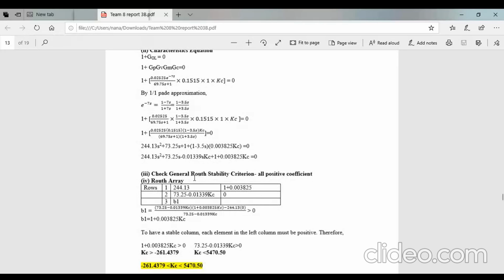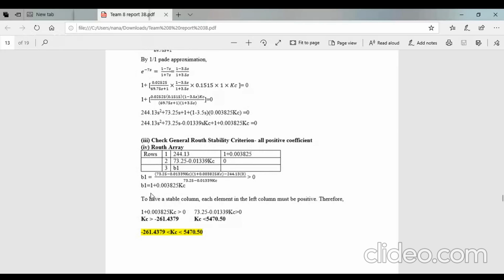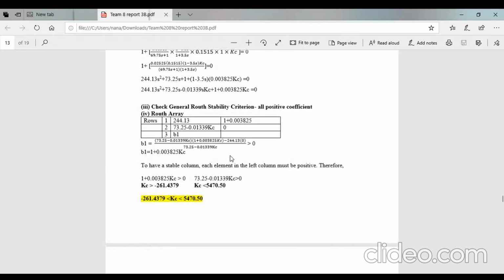We check the general root stability by using the Routh array and obtain B1 equal to 1 plus 0.00385 Kc. From this calculation, we obtain the Kc average equal to negative 261.4379, and it should not be bigger than 5470.5.